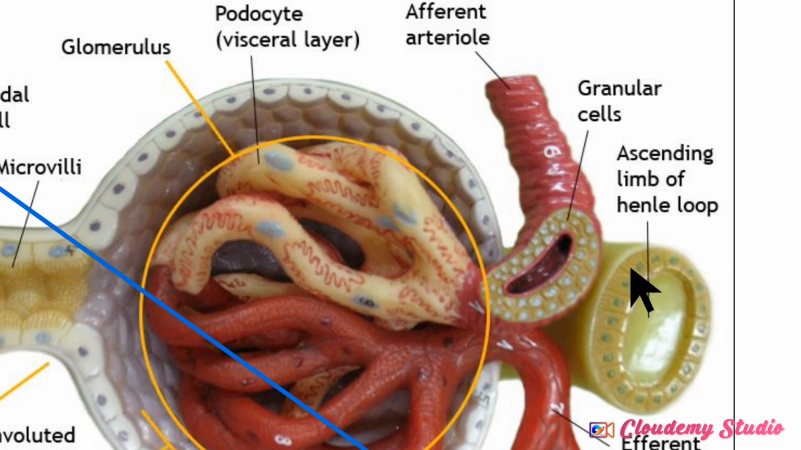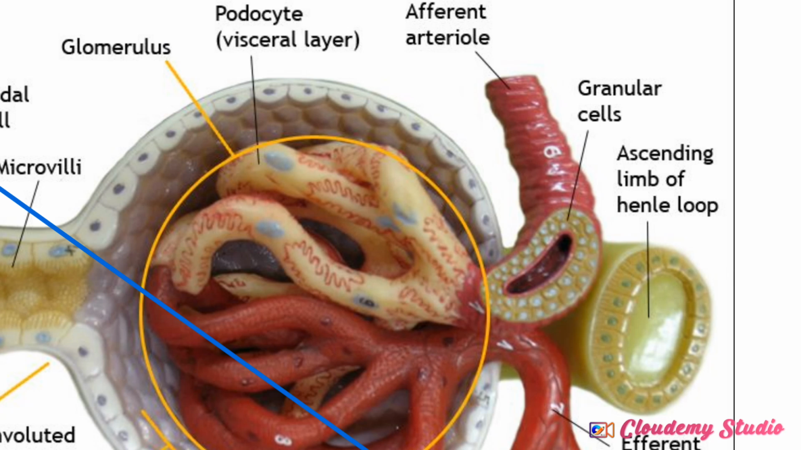You understand? And the macula densa, what does it do? It has a sensor that senses the sodium chloride concentration. So it is an indicator for glomerular filtration rates in the nephron. That's just the basic function of it.